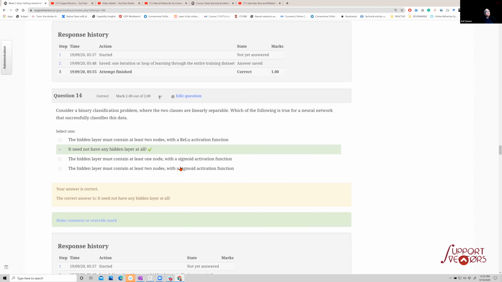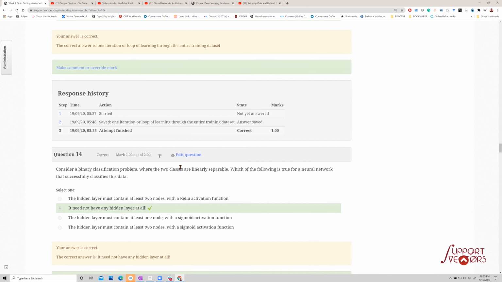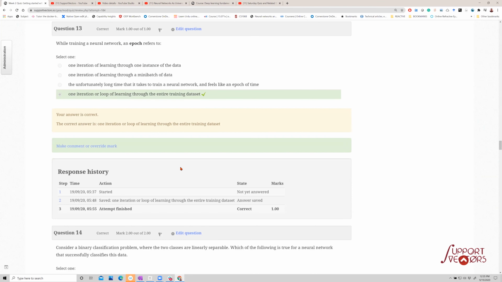Question 14. Consider, go ahead. Just a second. What's the difference between a step and an epoch? A step is one gradient descent step. So think about mini batch gradient descent. Suppose your mini batch size is 16. One step is you take 16 instances of the data, you compute the loss gradient, and you improve your weights. You go and update your weights. Every time you update your parameters, it is one step.